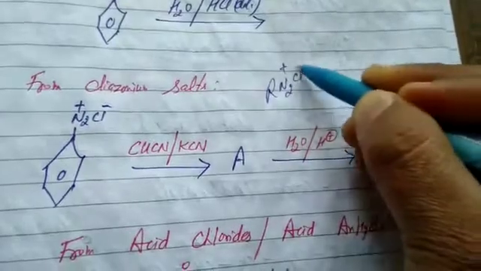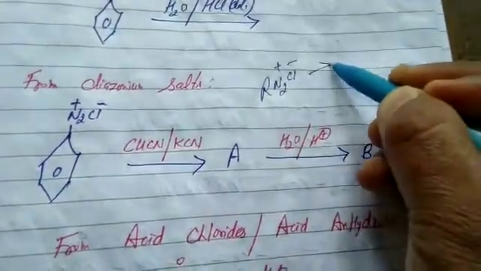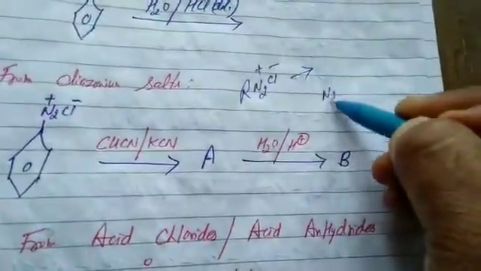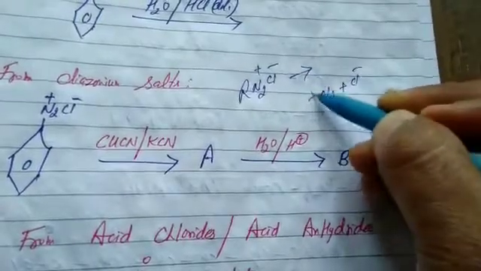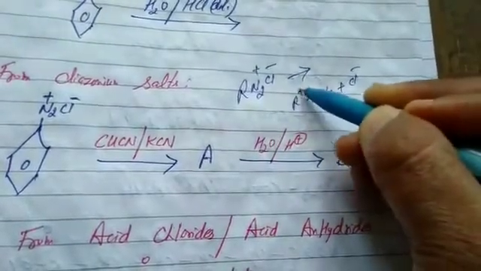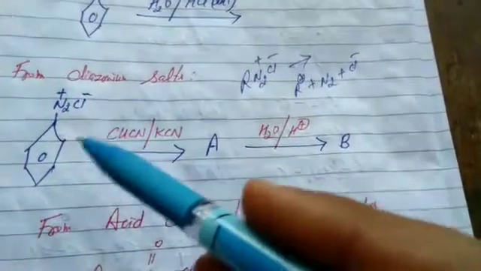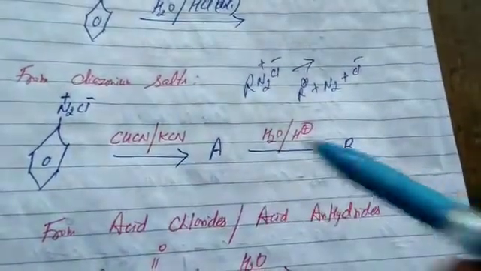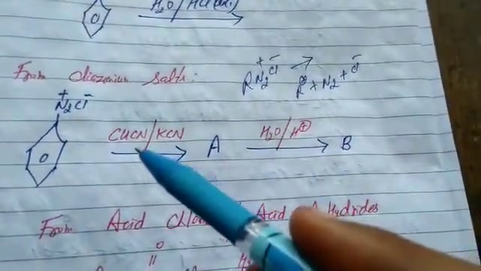Aliphatic diazonium salts do not exist. They are highly unstable and readily decompose to give carbocations. So from diazonium salts we can obtain aromatic acids. We have studied this. It is Sandmeyer's reaction.